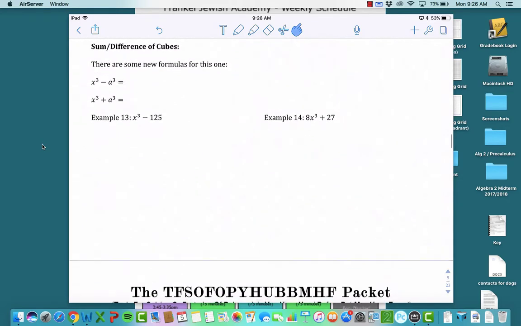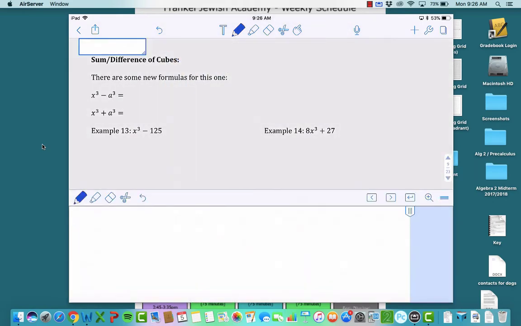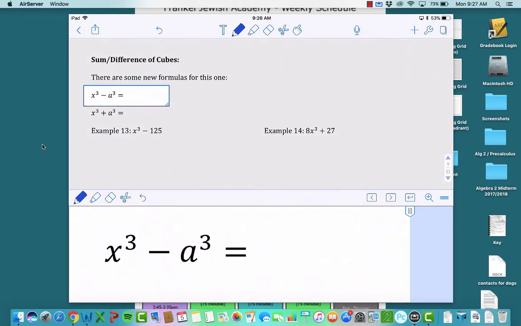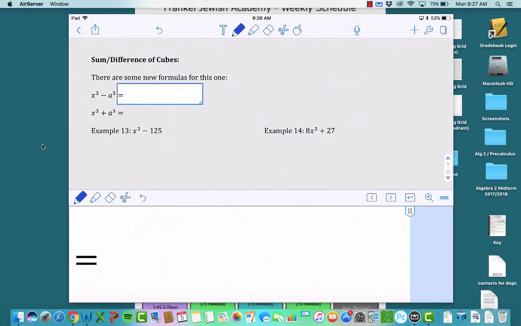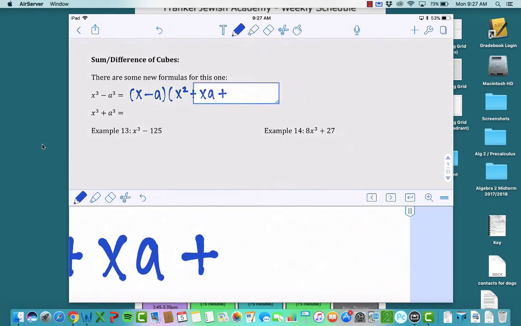Last but not least are some formulas that you will have to know, will have to memorize. There's no shortcut to these. This is just a formula you have to know. So if you have something cubed minus something cubed, it's called the sum and difference of cubes formula. Oops, I used x, not a and b. The formula to factor that would be x minus a times x squared, plus x times a, plus a squared.